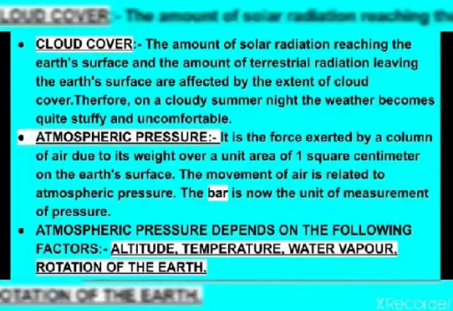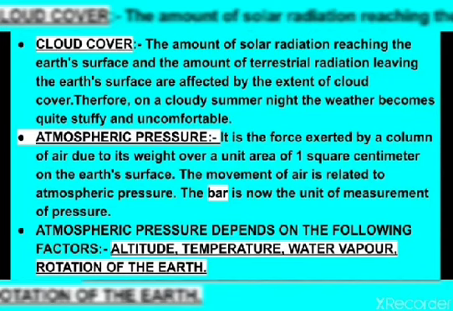Next is cloud cover. The amount of solar radiation reaching the earth's surface and the amount of terrestrial radiation leaving the earth's surface are affected by the extent of cloud cover. The presence of clouds during the day reduces the insolation reaching the earth. On a cloudy night, the terrestrial radiation is prevented from escaping the earth's surface and raises the night temperature of the earth. That is why on a cloudy summer night the weather becomes quite uncomfortable.